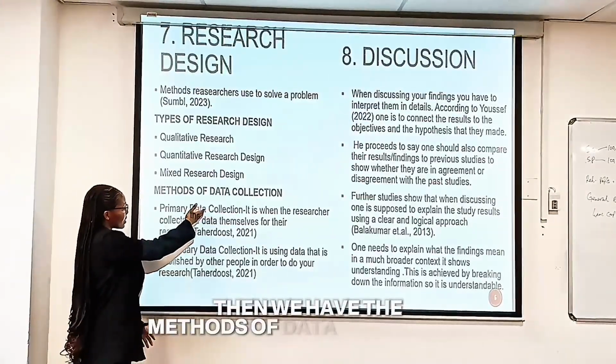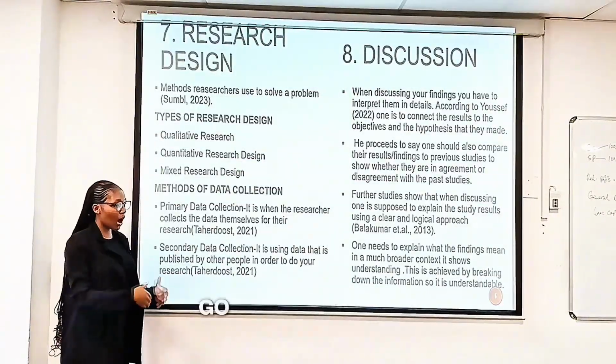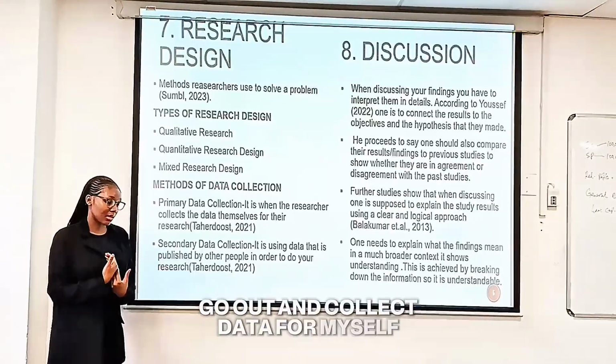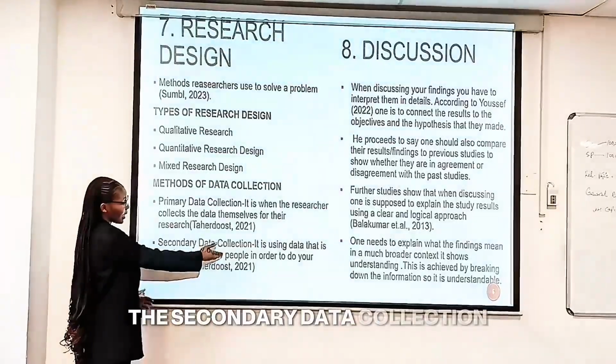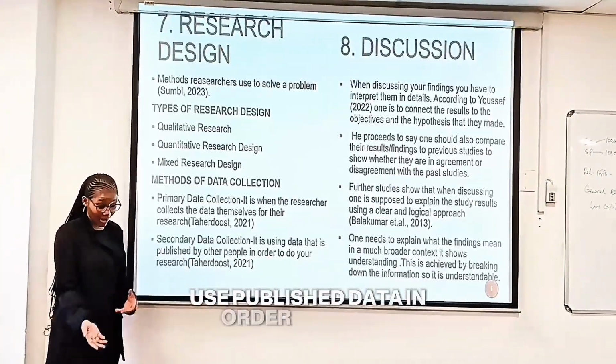Then we have the methods of data collection. We have primary data collection. It is whereby I, as the researcher, go out and collect data for myself. Then secondary data collection, it is whereby I, as the researcher, use published data in order to carry out my research.